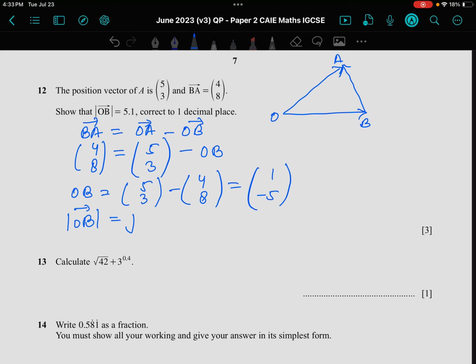What is OB? It is the square root of 1 squared plus minus 5 whole squared, which will give you the square root of 1 plus 25. That means the square root of 26, which will give me 5.1.